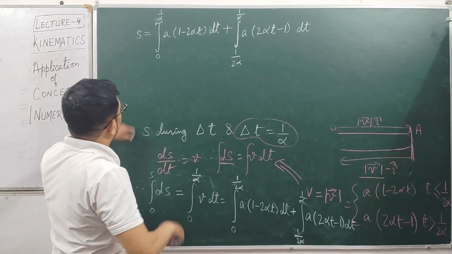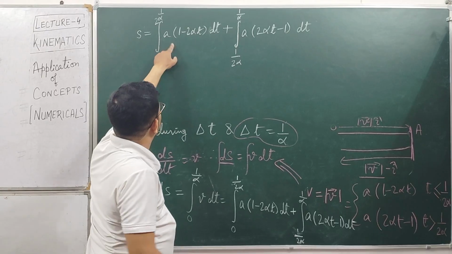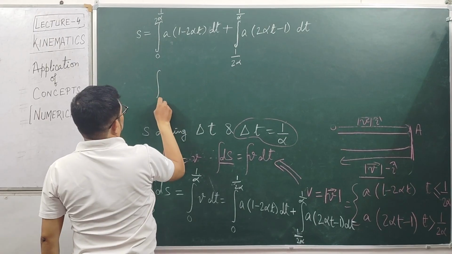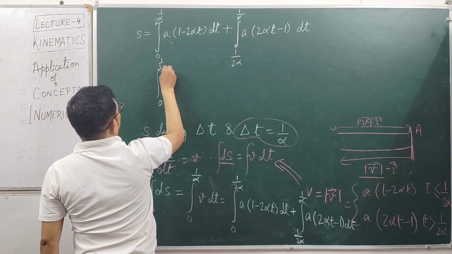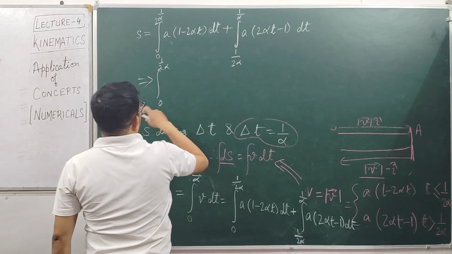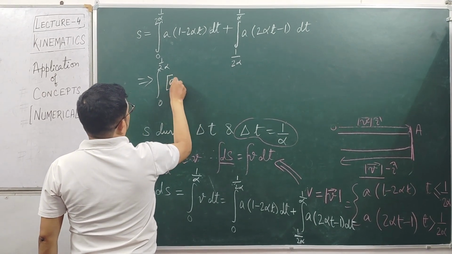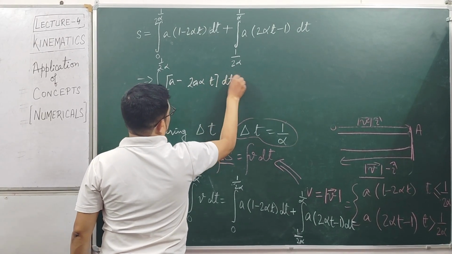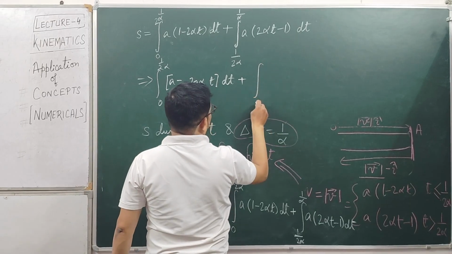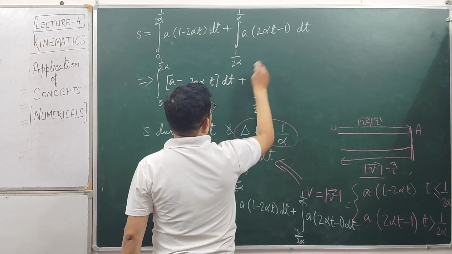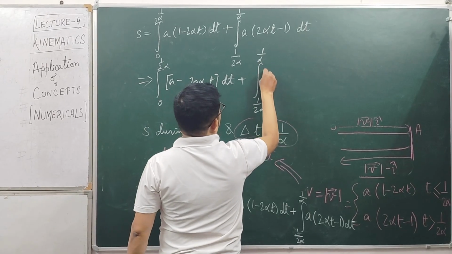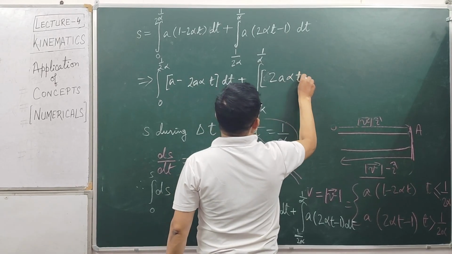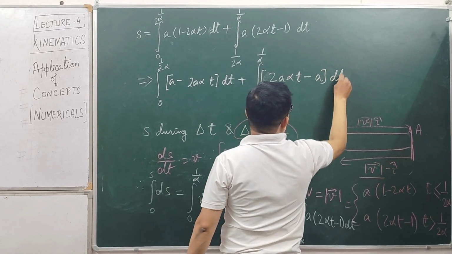So if you open the bracket, it comes out to be a, and for 0 to 1 by 2α, this implies this is equal to the integral of (a - 2aαt) dt, plus then we have to integrate from 1 over 2α to 1 over α, the integral of (2aαt - a) dt.